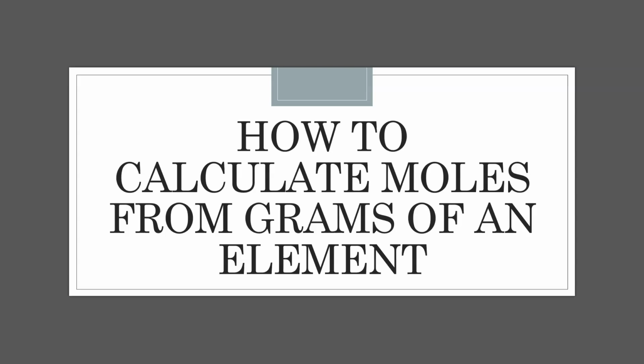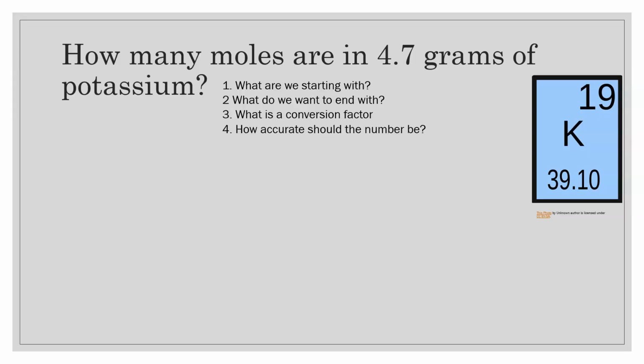For these, we're going to want to find out, for instance, if I have 8 grams of oxygen, how many moles are in that mass or that amount of oxygen. So, how many moles are in 4.7 grams of potassium? If we look at the element symbol for potassium off the periodic table, its atomic mass is 39.10, and we know that 1 mole of any element is equal to that atomic mass. So the molar mass is 39.10 grams per mole.